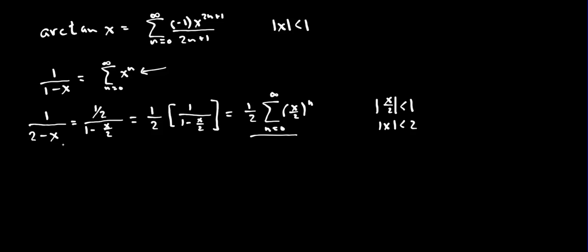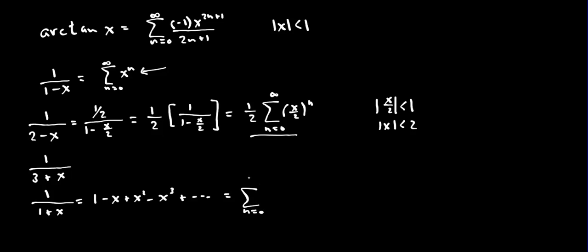Now, let's try another one. Let's suppose we've got 1 over 3 plus x. Instead of 2 minus x, we've got a number. It could have been anything. 3 plus x. Now this is a plus here. So what we're thinking of here is this function, 1 over 1 plus x. And remember, we said this one was 1 minus x plus x squared minus x cubed plus, and it went all the way out, and it was an alternating series. So we're thinking about this series here. Okay, so there's our series.